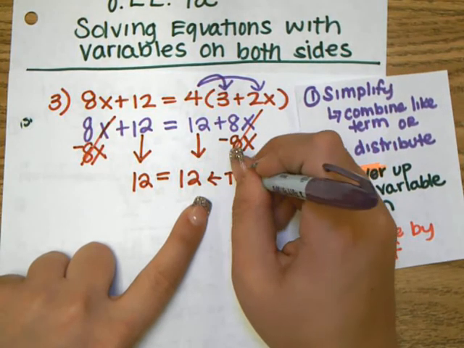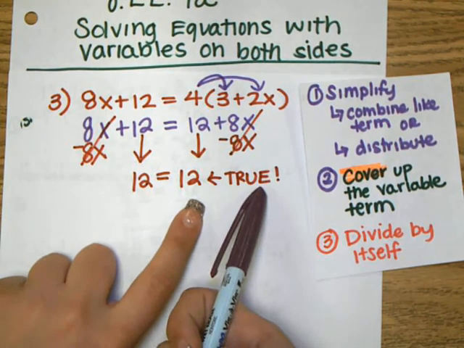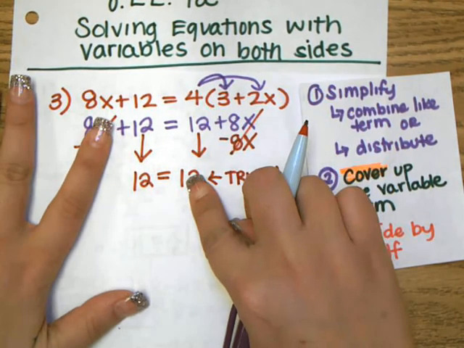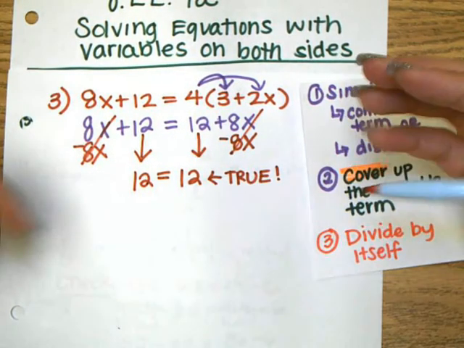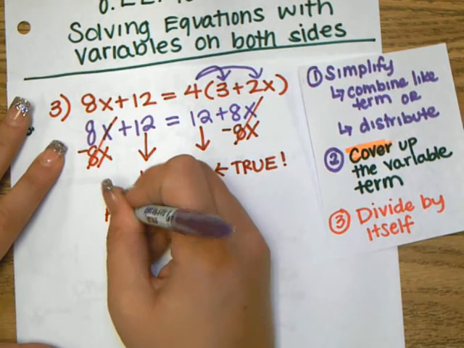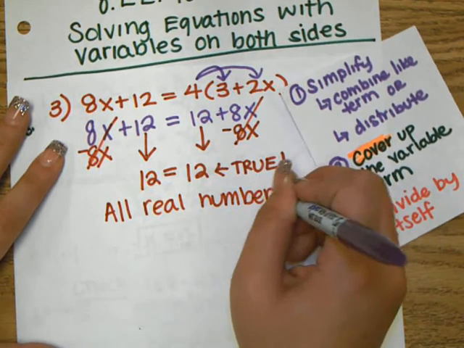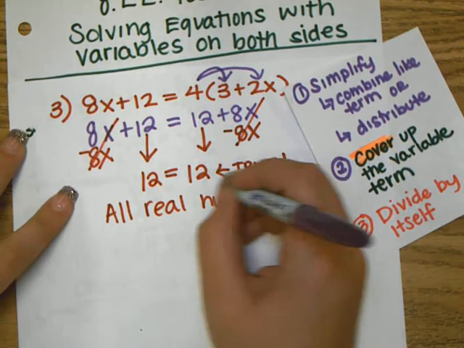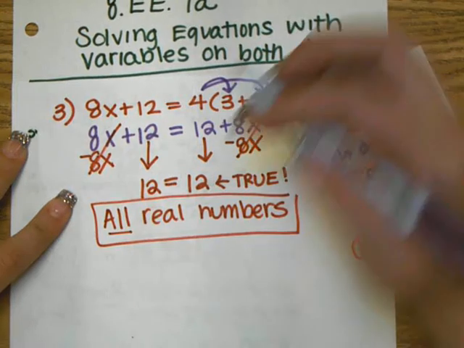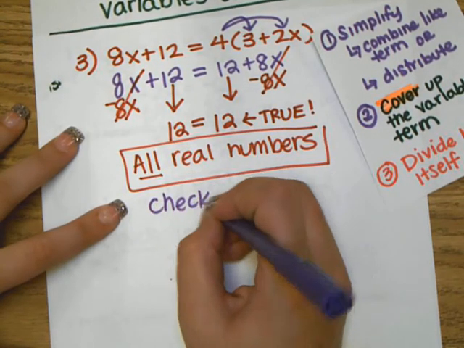This time, when you read this, it says 12 equals 12. This is true. The other one was false. This one's true. When the variables go away, x doesn't equal 12. X doesn't equal 5. There is not one answer. When you get a statement that's true, it means the answer is all real numbers. There's an infinite amount of answers. That means any, all numbers.